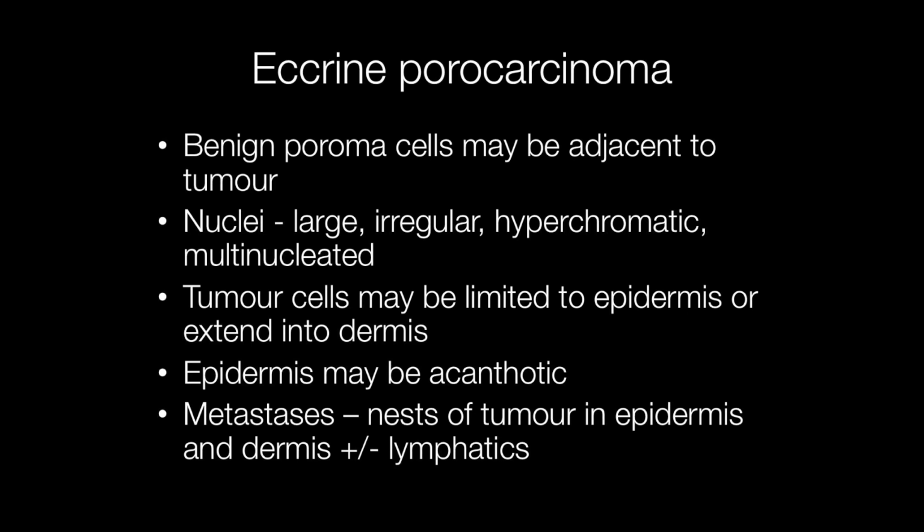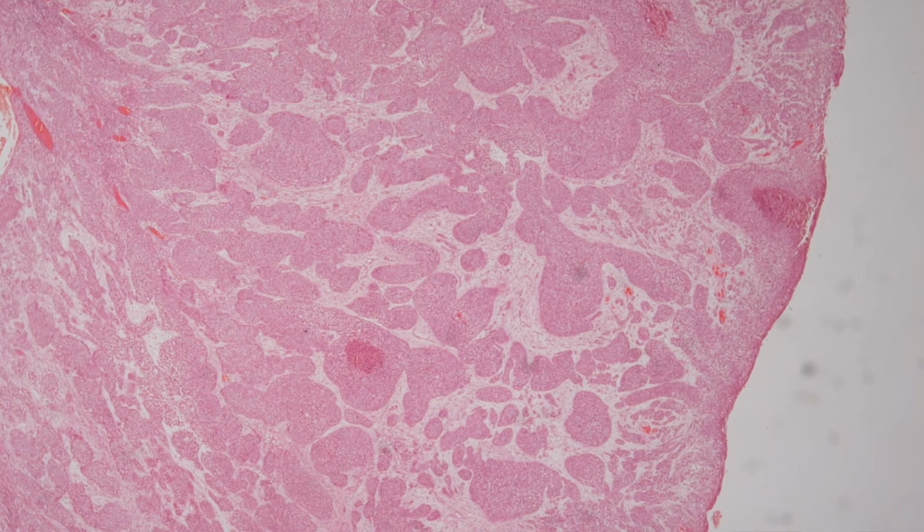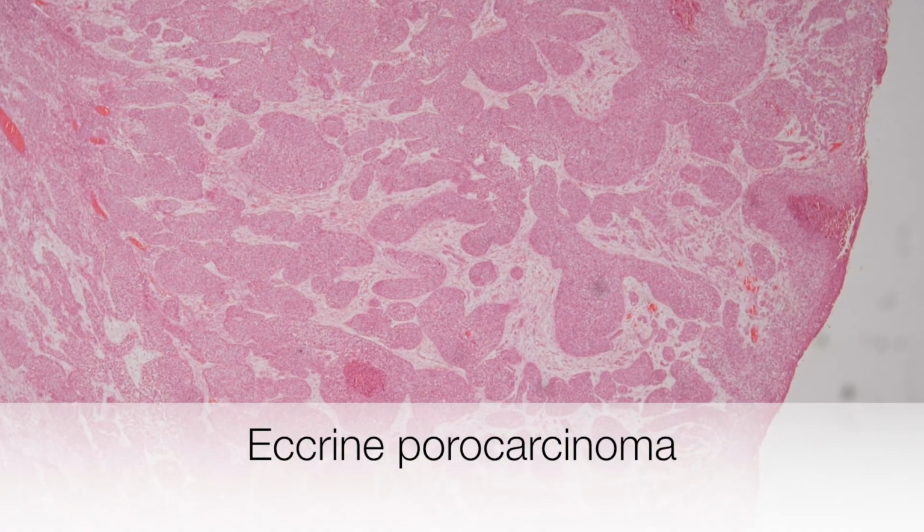And eccrine porocarcinomas have a tendency to spread through the lymphatics, causing skin metastases, when nests of tumour cells will be seen in the epidermis and dermis. Here is a low power view of an eccrine porocarcinoma.